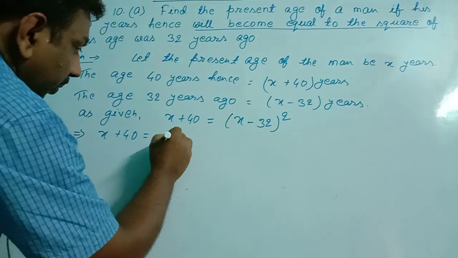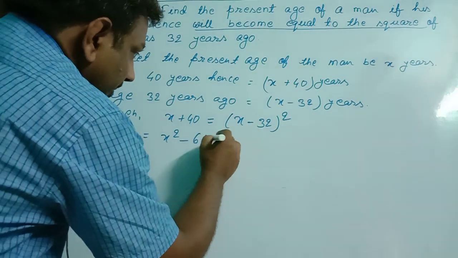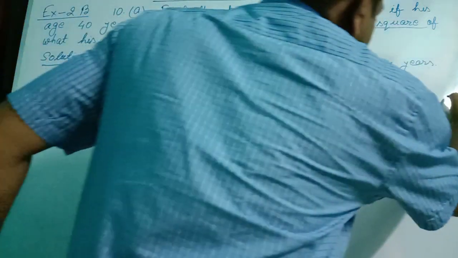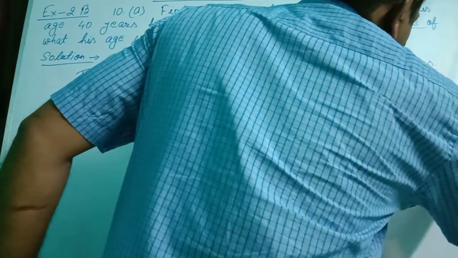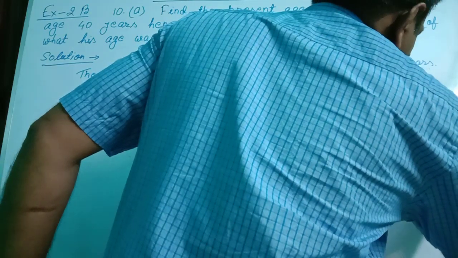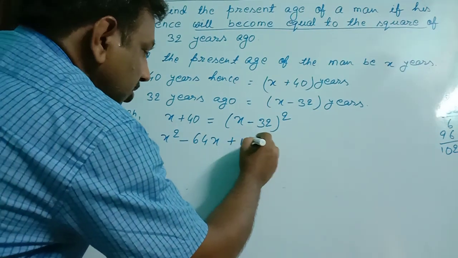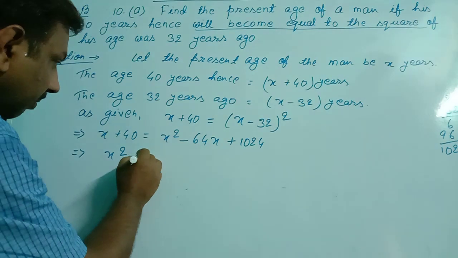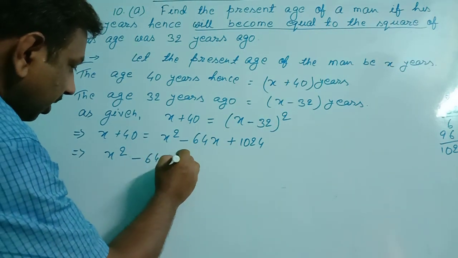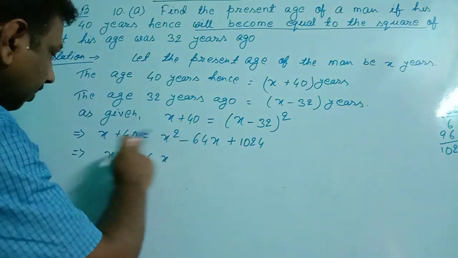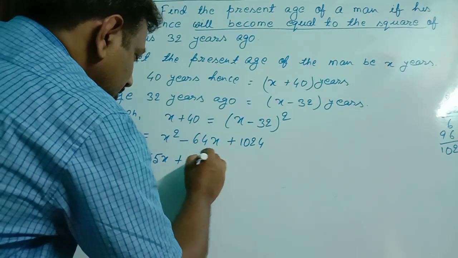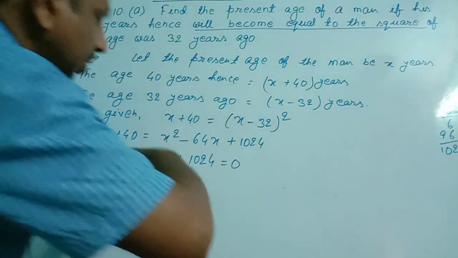x plus 40 equals x square minus 64x plus 32 into 32, which is 1024. Now the quadratic equation became x square minus 64x, and directly we can write minus 65x plus 1024 equal to 0.